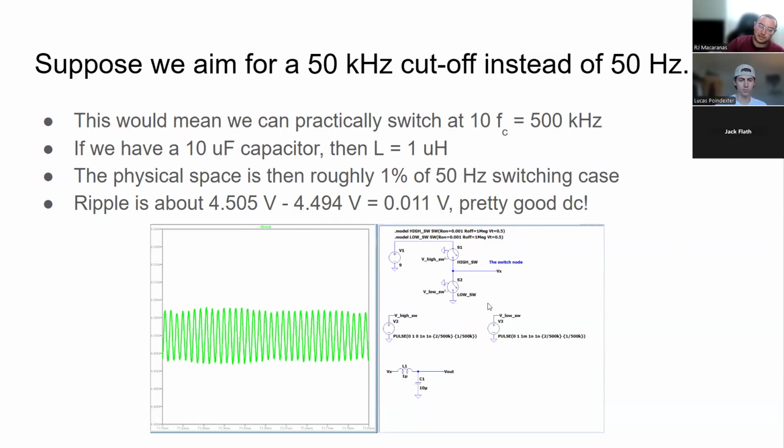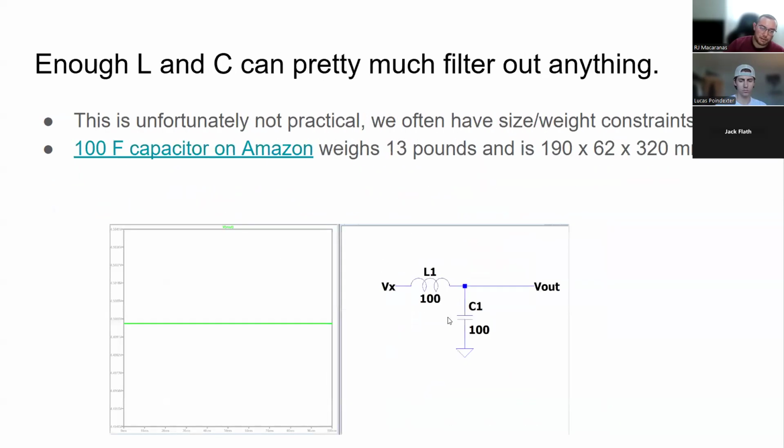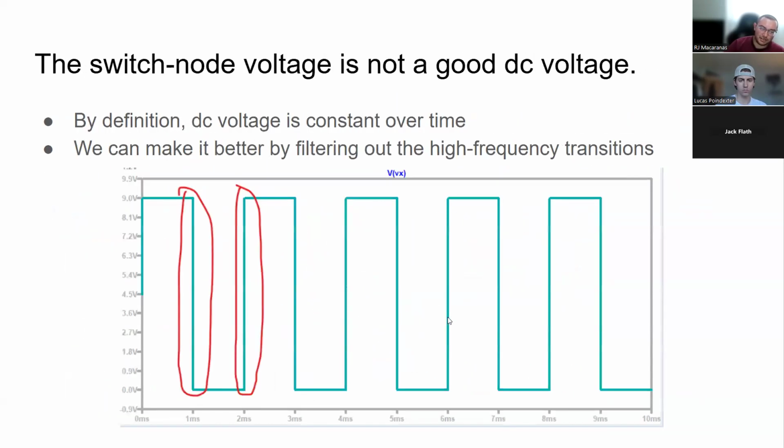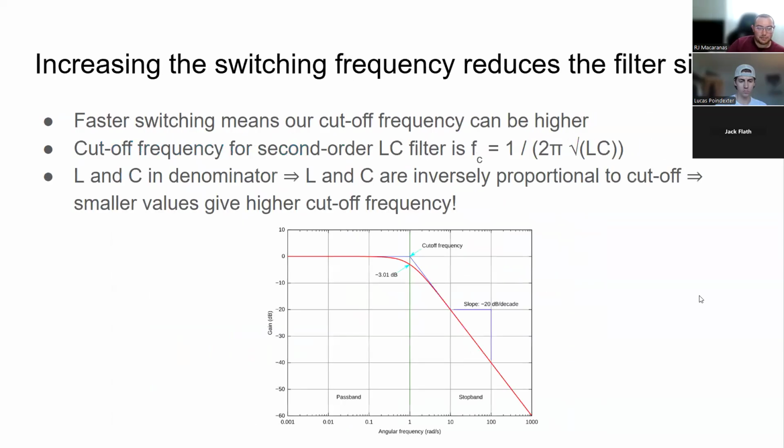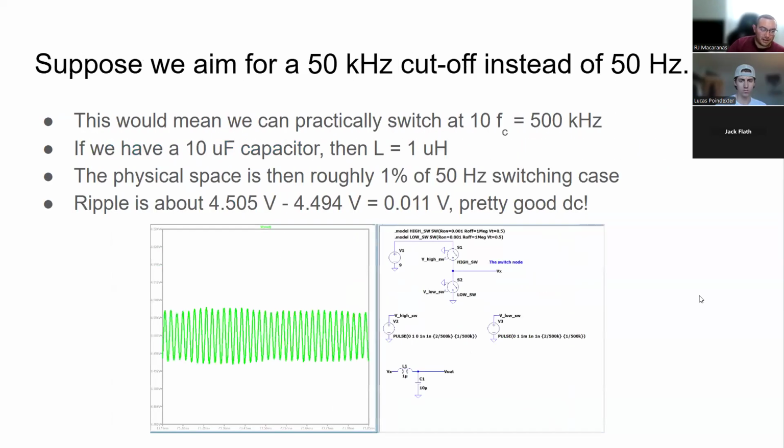And of course, one thing to worry about is the ripple, right? If we look back at when we had these ginormous components, which was here, there's effectively no ripple there. Maybe a nanovolt if I really zoomed into that waveform. But maybe we don't need that, right? Maybe we can deal with this 11 millivolts of ripple, right? So that's pretty good DC there.